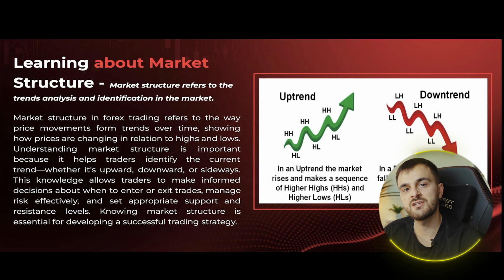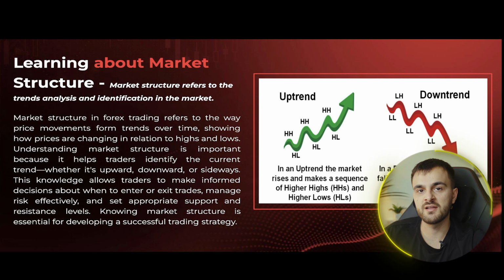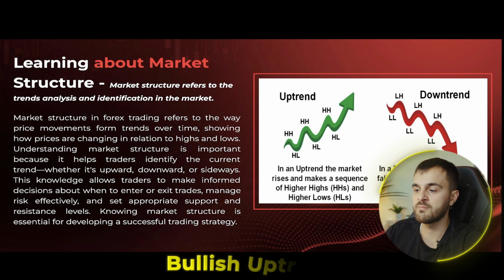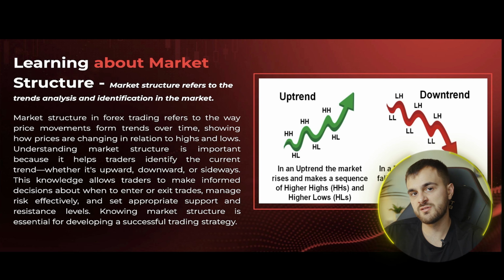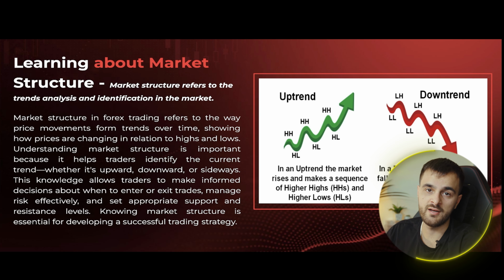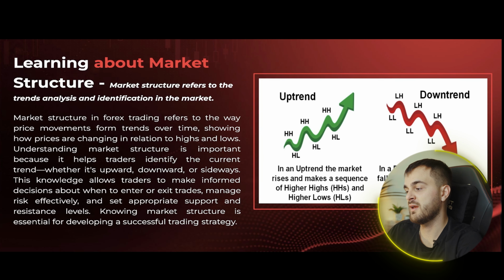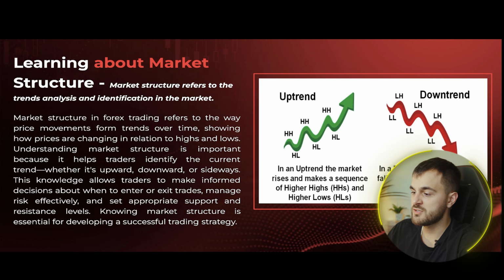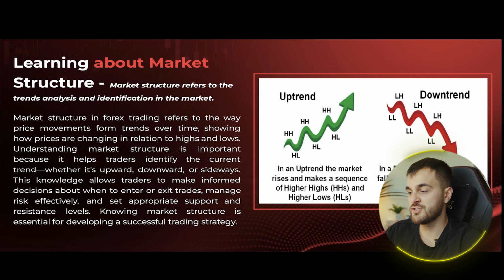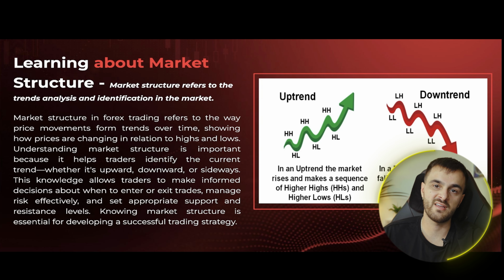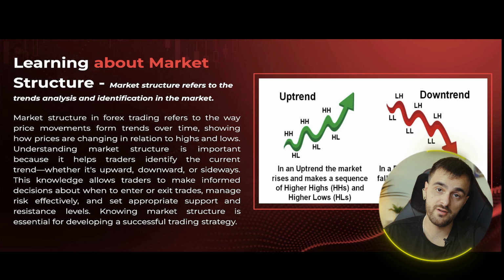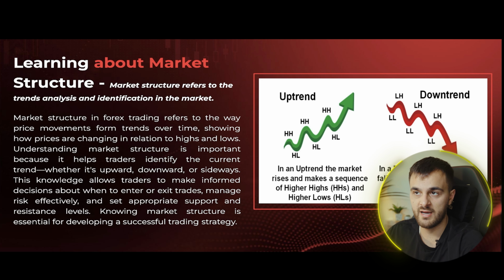Because trends can last for periods of time. You could have trends that last for 30 days in a bullish uptrend or a bearish downtrend. So you have to understand the market doesn't move necessarily in a straight line when it comes to uptrend and downtrend. Market structure just refers to trend analysis and identification of a market trend, whether that's an uptrend or a downtrend.